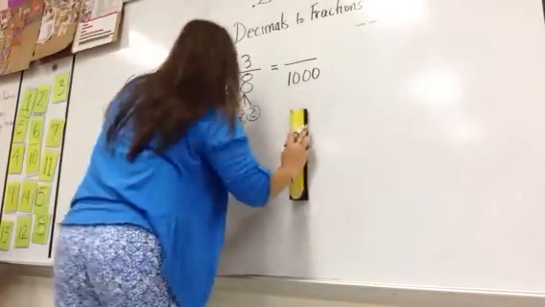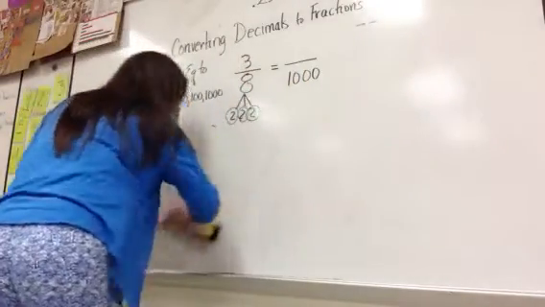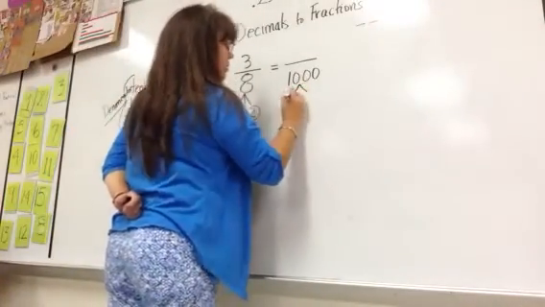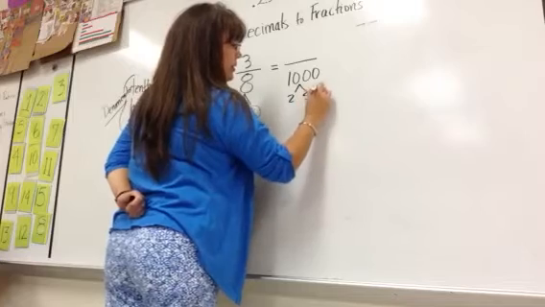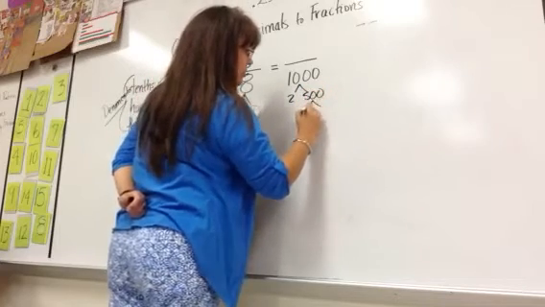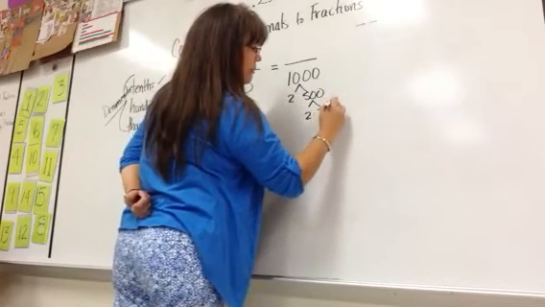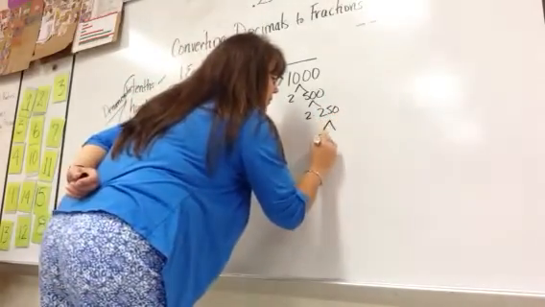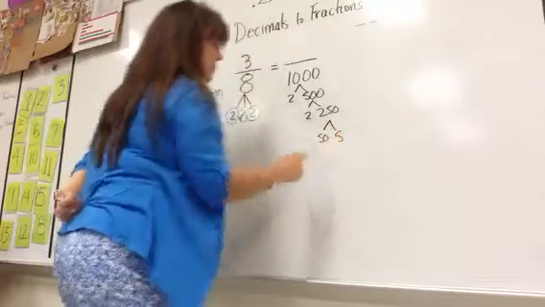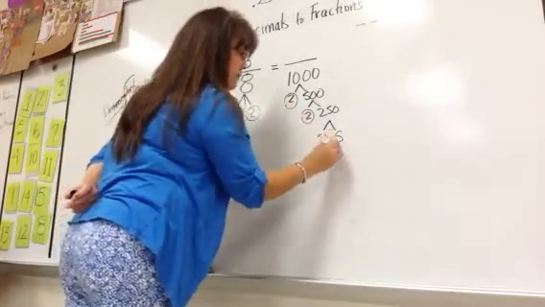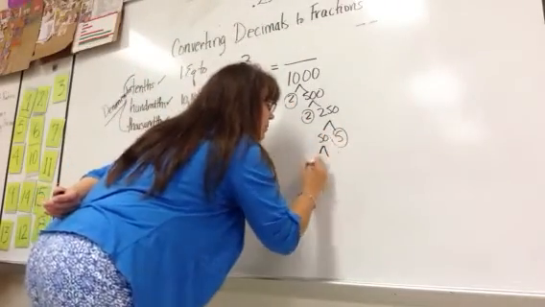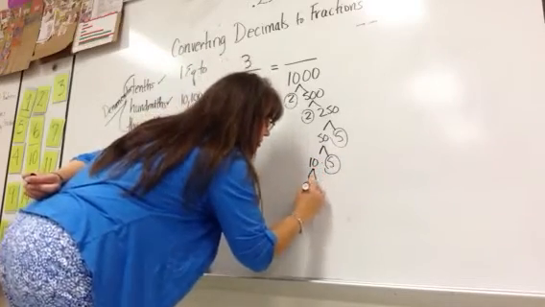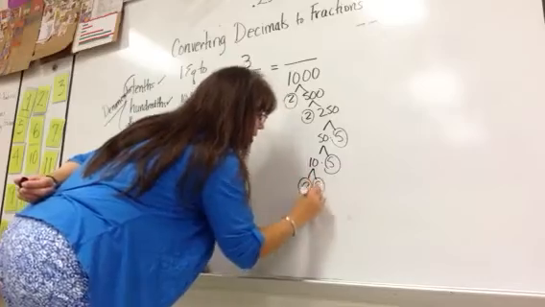Let's factor out 1,000. Well, let's see. I know it's going to be 2 times 500. I know that's going to be 2 times 250. That's going to be 50 times 5. Oh, I got me a prime. 50 is going to be 10 times 5. I got another prime. And we know 10 is 2 times 5. And I'm down to all primes.